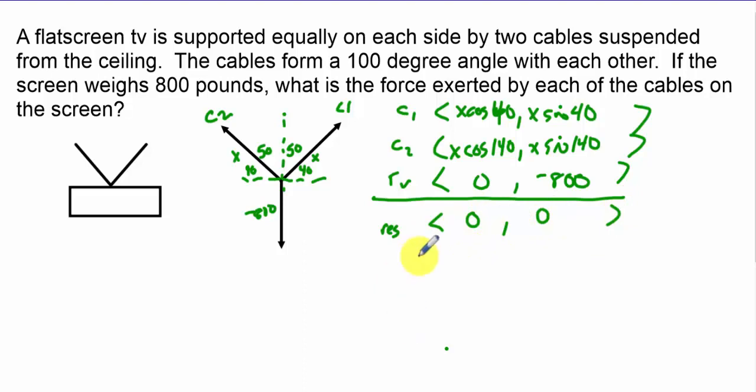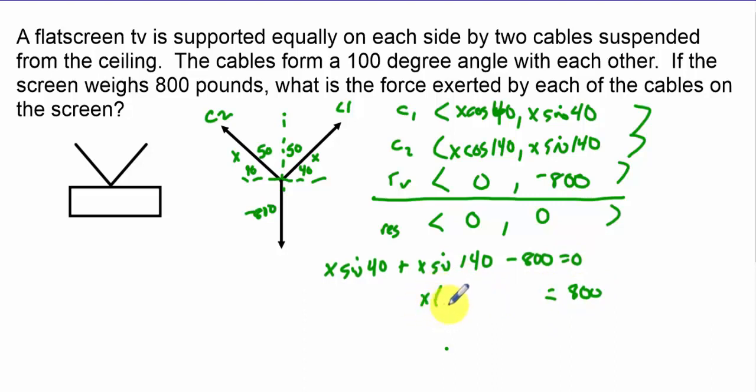So now I'll set up an equation, and I'll just say, let's do it this way, x sine 40 plus x sine 140 minus 800 is equal to 0. Therefore, I have 800 equaling, watch what I'll do, x, factor that out, sine 40 plus sine 140. Divide that to the other side. And we end up with the force of roughly 622 pounds. And then our problem is going to be done.